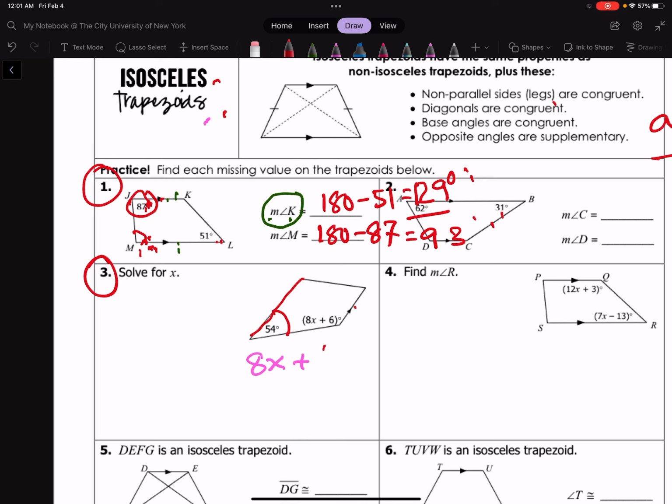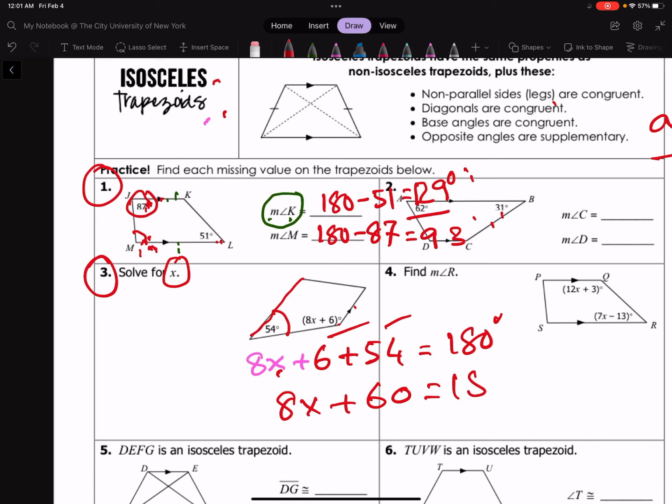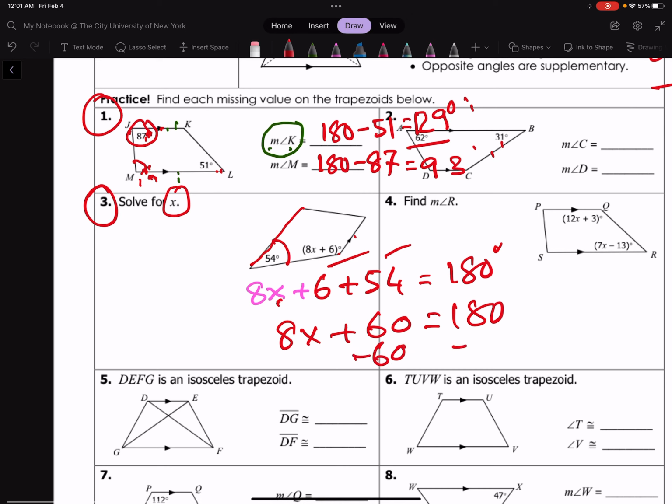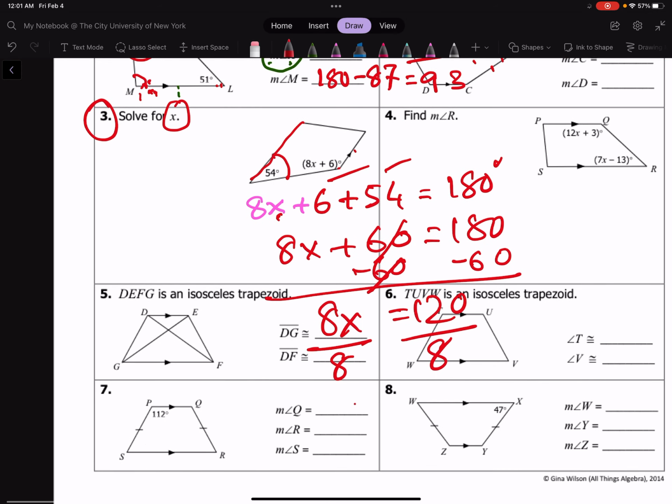So once you add them, 8x plus 6 plus 54 equals 180. Now solve for x. They wanted only x, so we should be done with that. Apples with apples, so 8x plus 60 equals 180. We subtract 60 from both sides. How much do we get? 8x equals 120. If you divide by 8, how much do you get? x equals 15. So our x should be 15. All right.